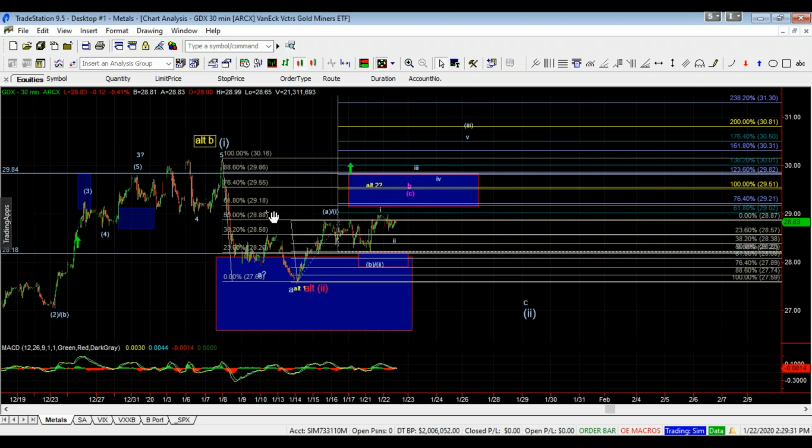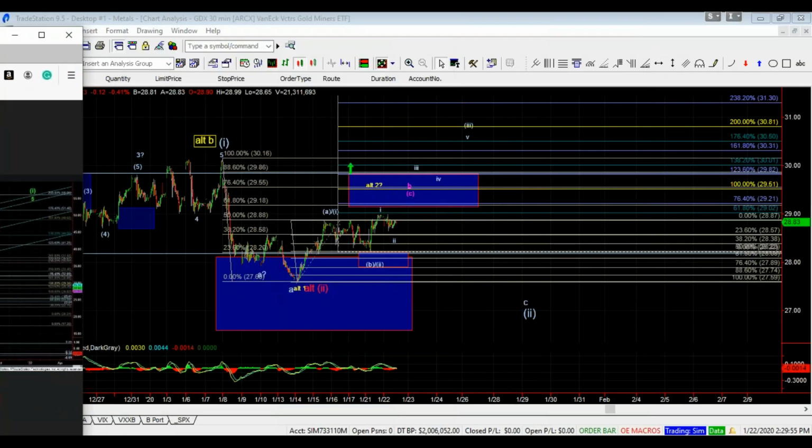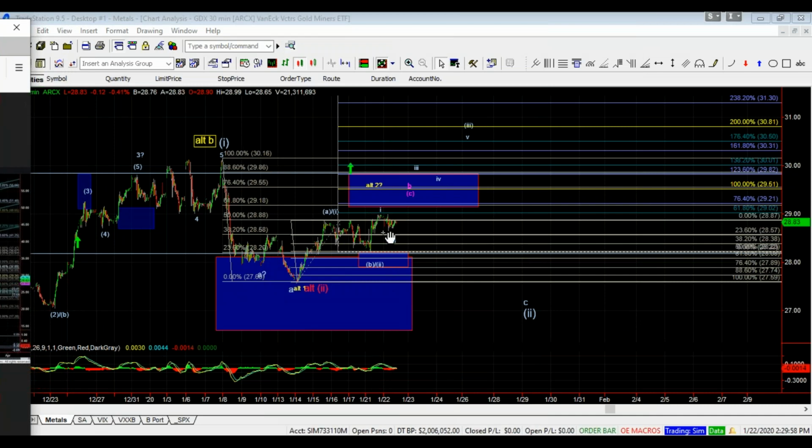Resistance for this B wave at 29.18 to 29.86, and then looking for that wave 2 down before breaking out higher. And again, that fits with Avi's bigger picture on the GDX here. Again, so looking for that 1, 2, and then 1, 2. So this 1, 2 here, as shown there, fits with the potential 1, 2 there.